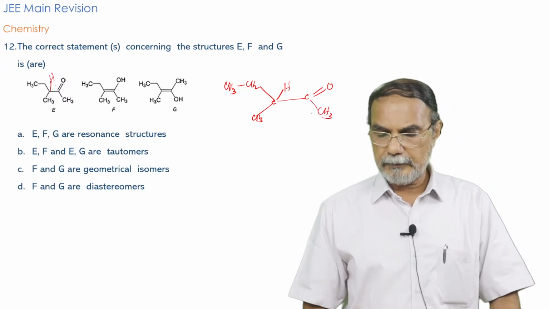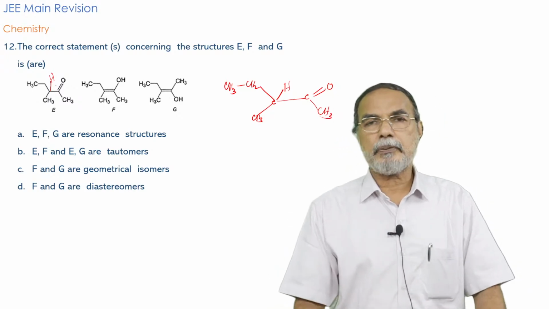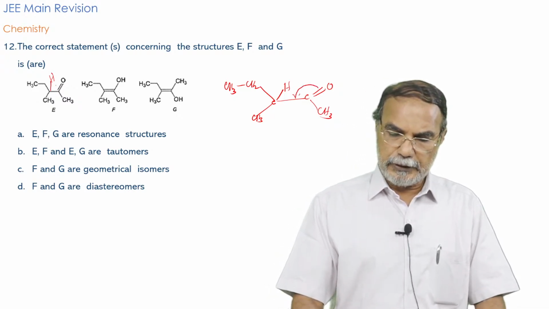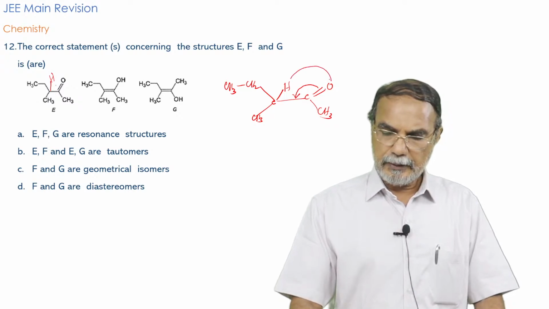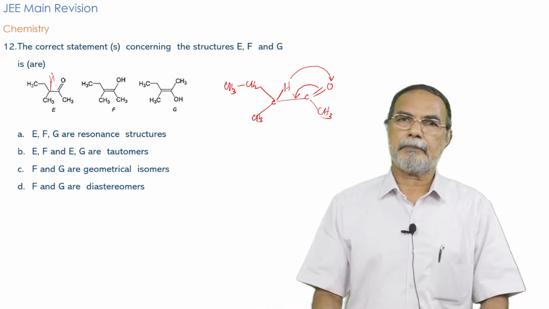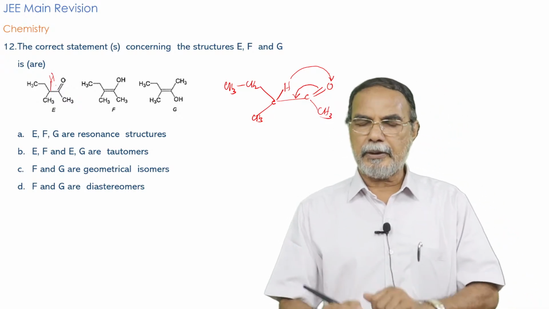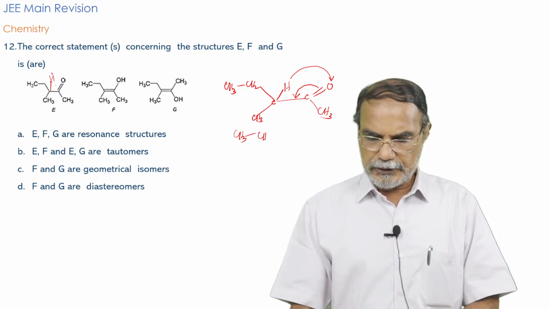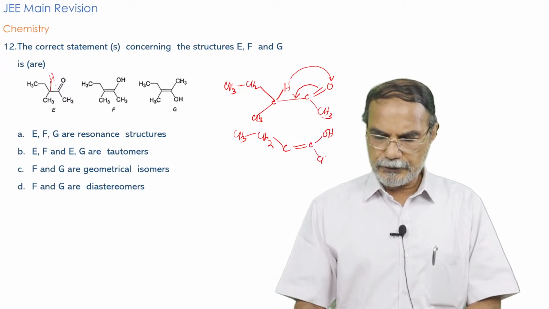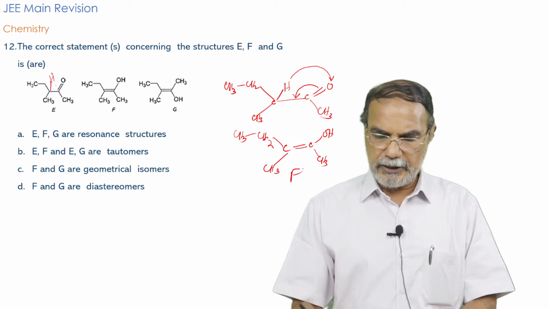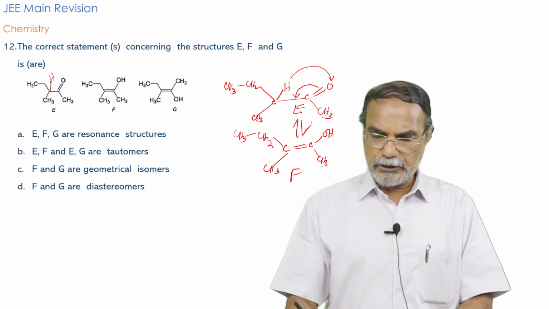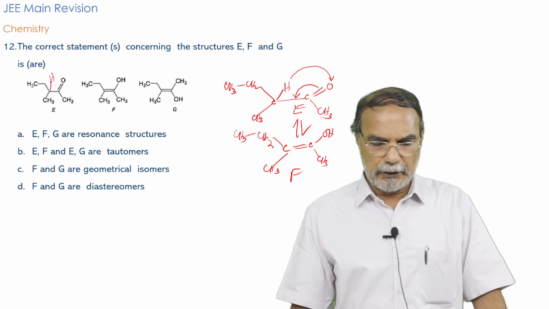So this hydrogen atom is present on a carbon which is adjacent to a carbonyl group, means this pi bond can shift to this double bond and the hydrogen can be shifted to the oxygen atom. So that's the case of tautomerism. This compound can undergo tautomerism and can exist in the structure CH3, CH2, C, double bond C, OH, CH3, CH3. That is the structure F. So structure E tautomerizes into structure F. That means E and F are tautomers.